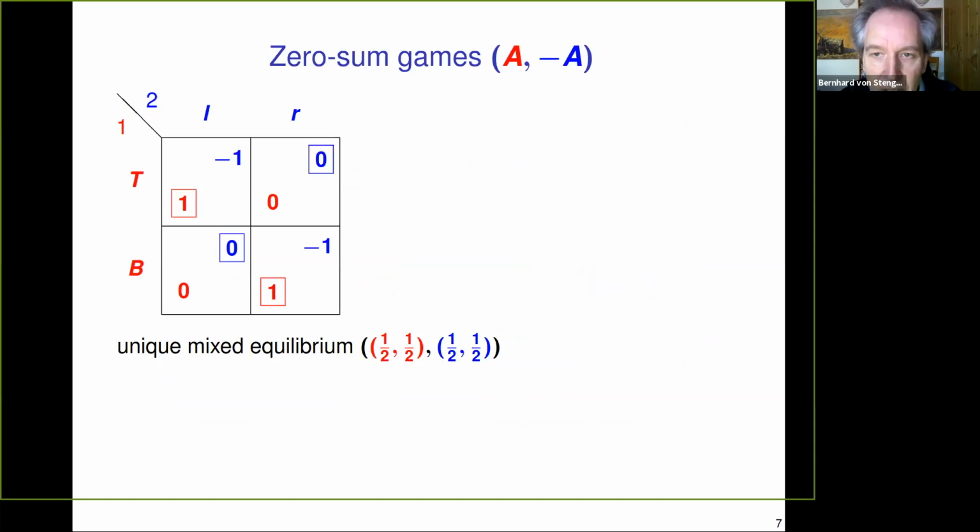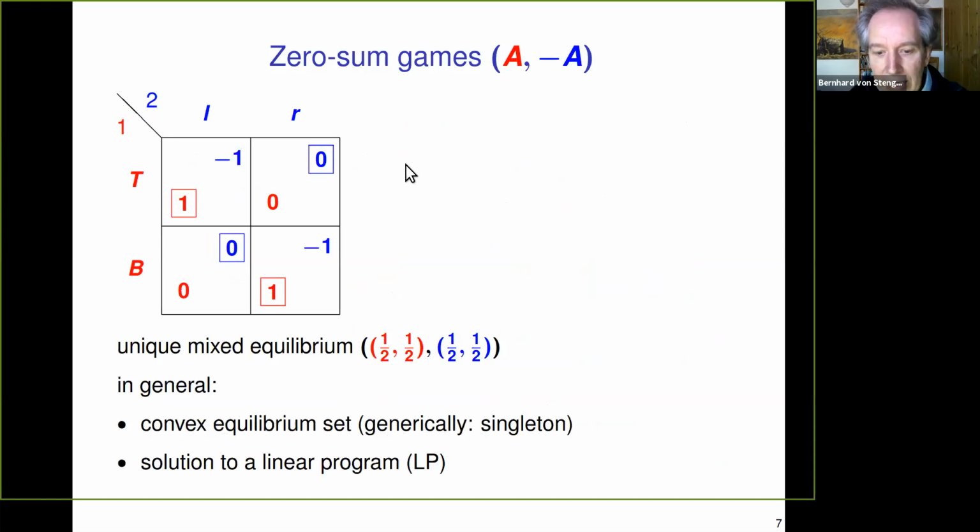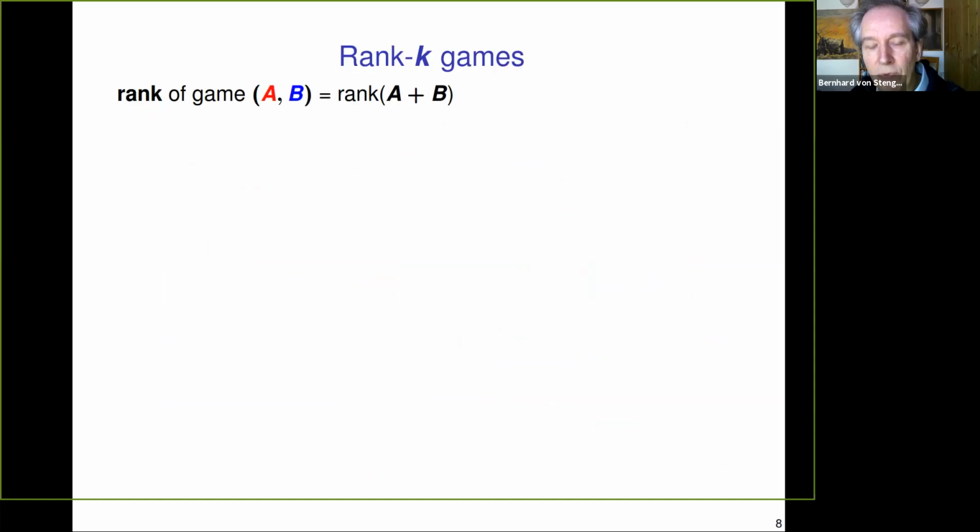Let's just recall in zero-sum games, we have unique equilibria. Here's an example of a zero-sum game, a kind of matching pennies game. And we will come back to that, but it's a convex set, and it's also a solution to a linear program, which I will refer to later. So what we now do is we generalize the concept of zero-sum games. And we do this as follows.